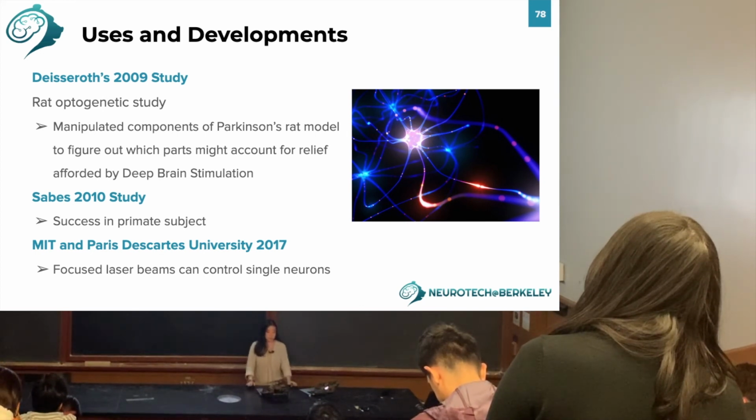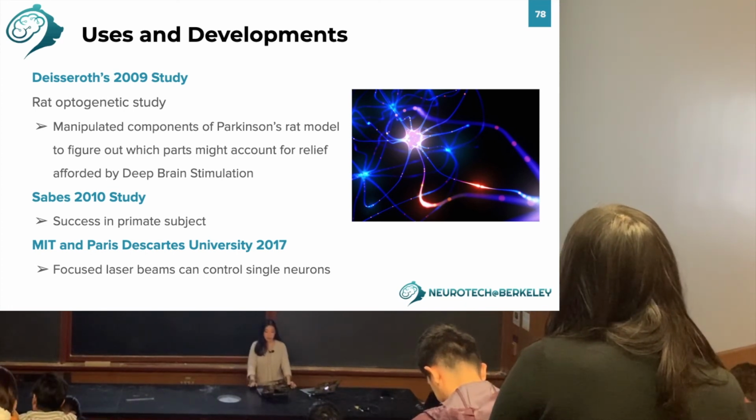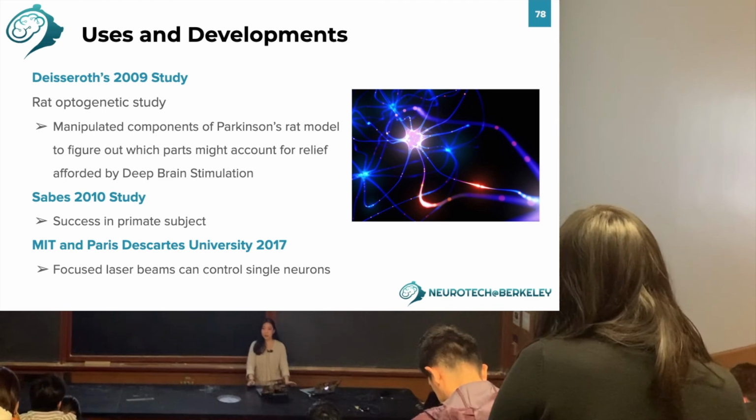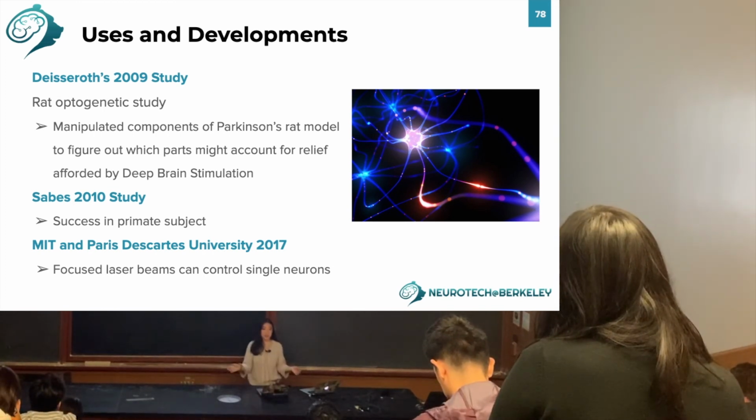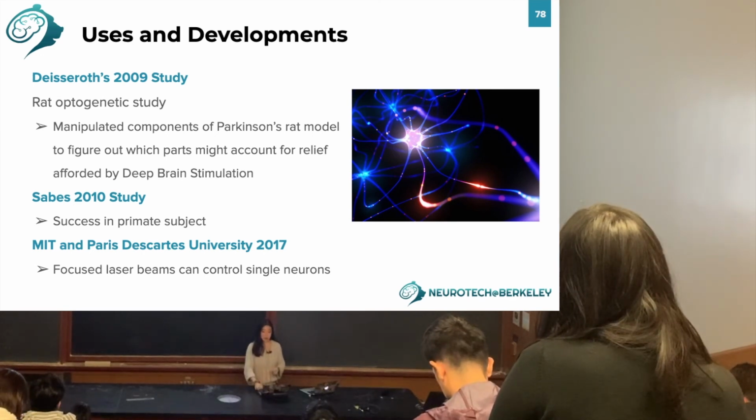by DBS. And in 2010, they succeeded in a primate. Usually primates are difficult because primate brains are larger, it's hard to ensure that the virus is getting to all of the neurons and that the activating light is deep enough, but it's really promising that they were able to do it in a primate because maybe it can be used in humans eventually.